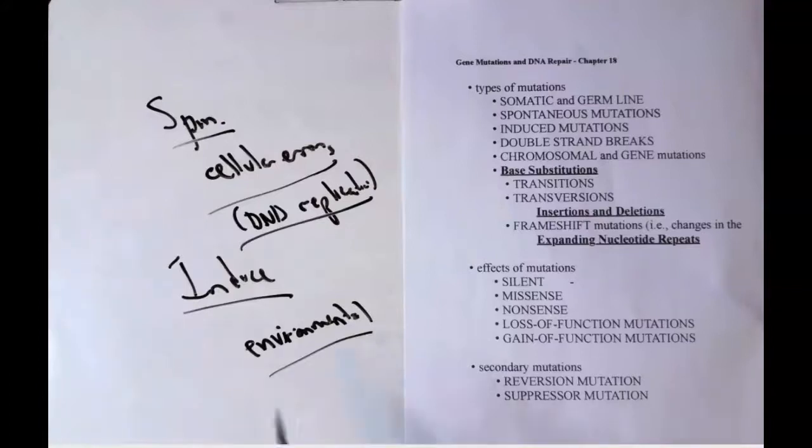Induced mutations come from the outside environment. This can be tobacco smoke. This can be drinking contaminated water. Anything, X-rays, anything that is inducing a mutation in us from the external environment is going to be an induced mutation. So cause, not location.